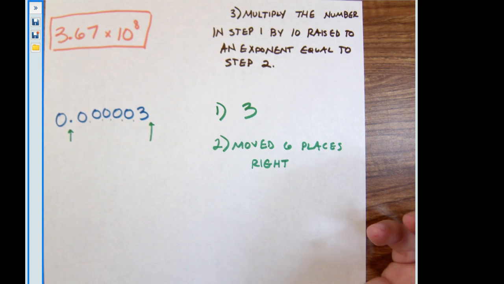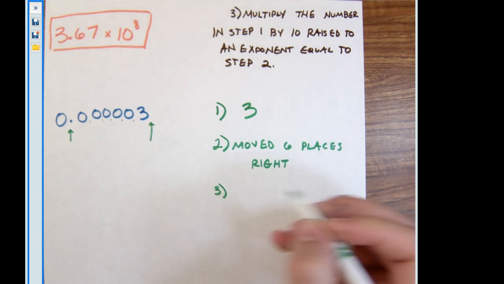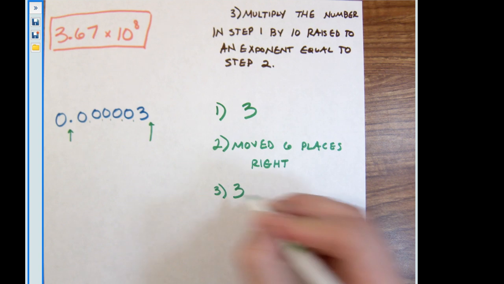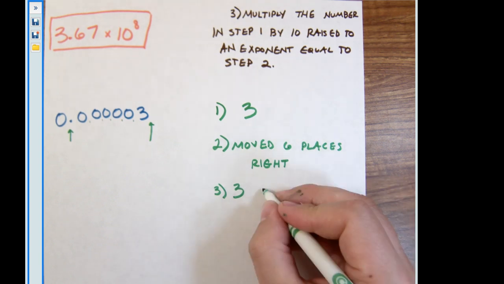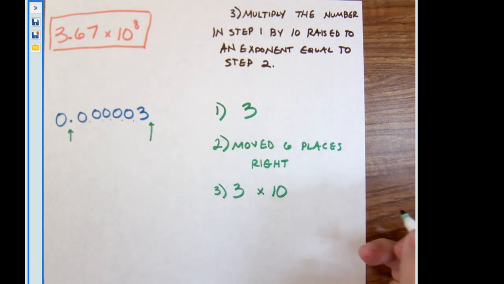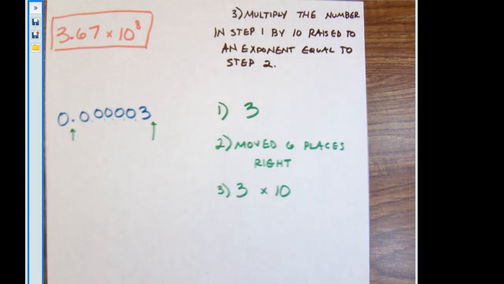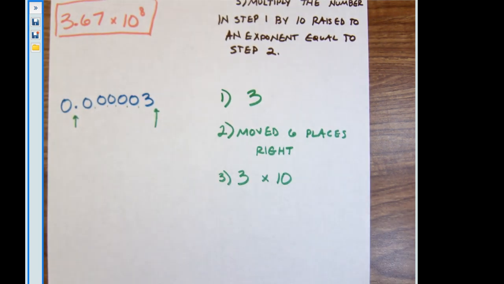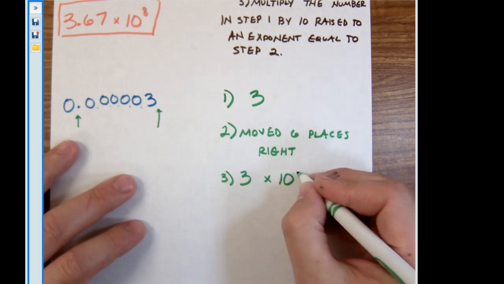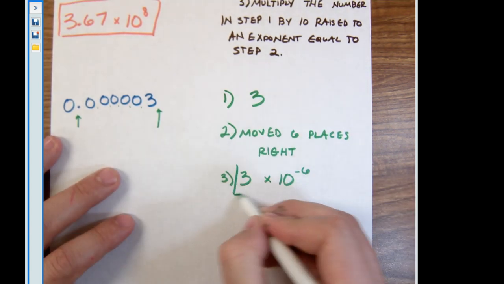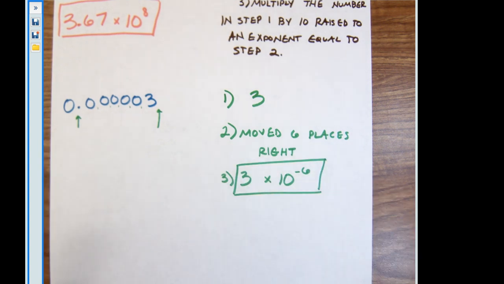And so step 3 is take the number from step 1, which is 3, multiply it by 10 raised to the power of what you found in step 2. So step 2 was 6, but I moved it to the right, so negative 6, and there's my number, 3 times 10 to the negative 6th.